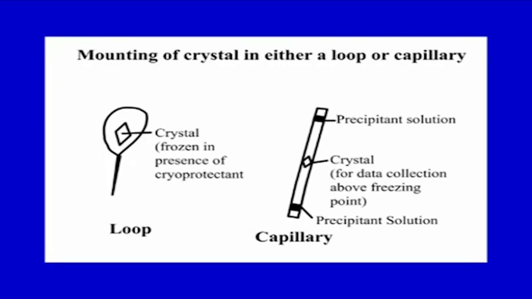Many times you have to screen, and there are a lot of screens available in the market to put your protein or analyte solution in different conditions. It could be 100, 50 or maybe more types of conditions in a particular screen, and possibly you might get a crystal in one of the conditions. Once a crystal is obtained in the drop, it is picked up, and it could be mounted in a loop or in a capillary.